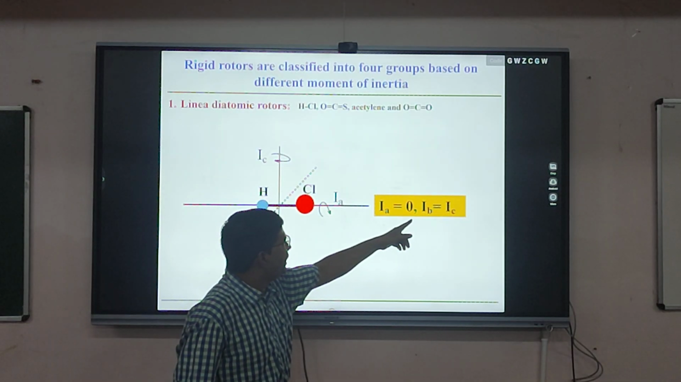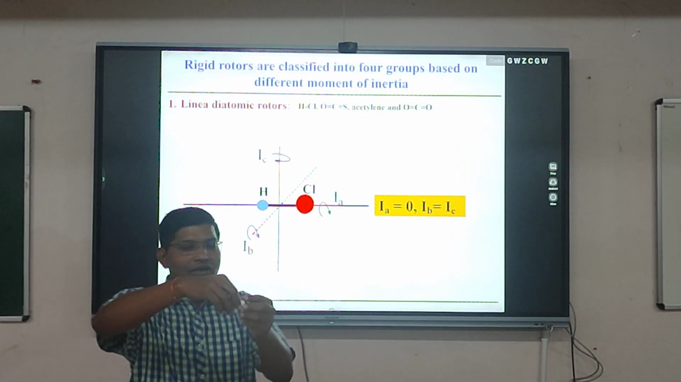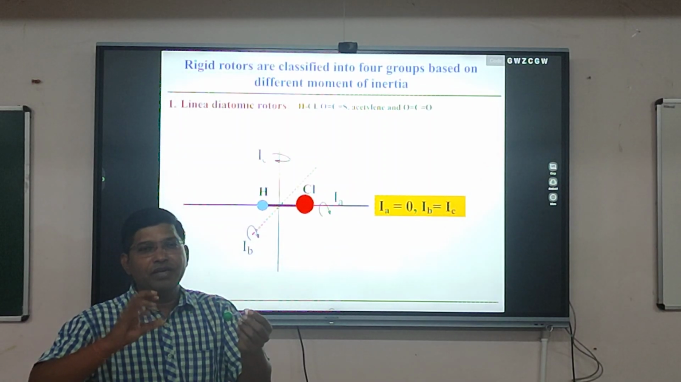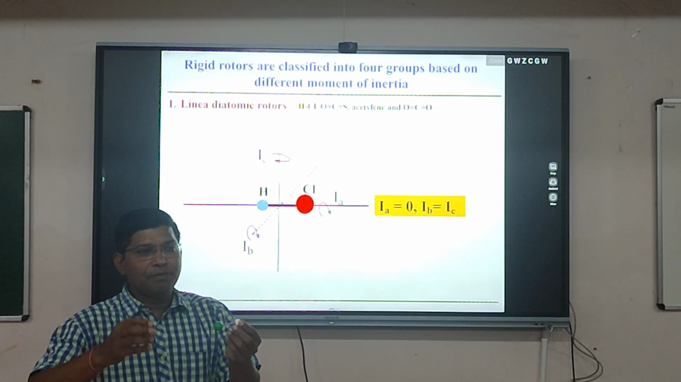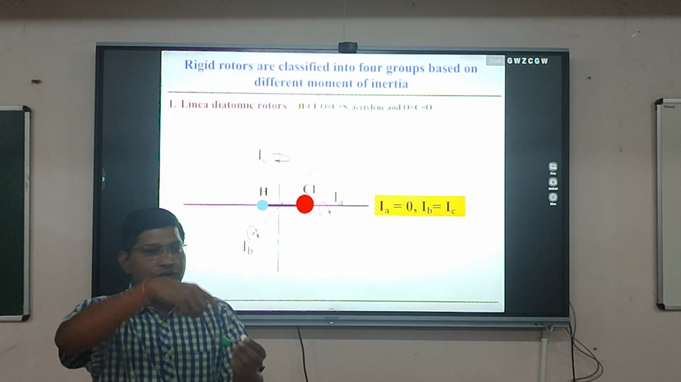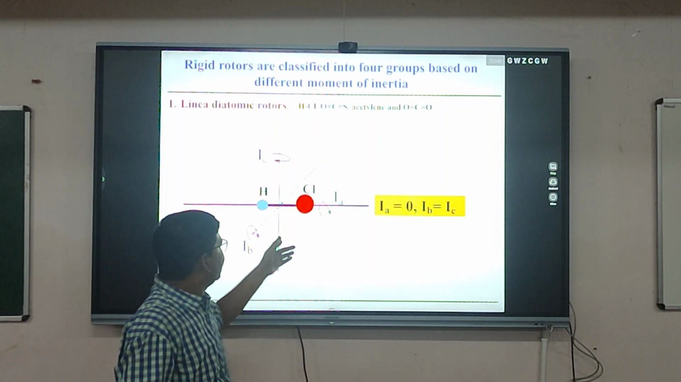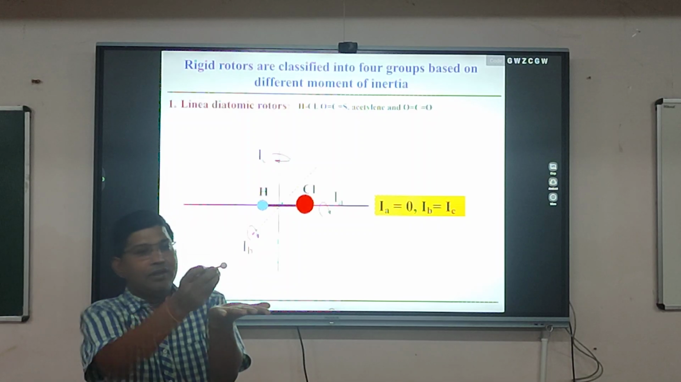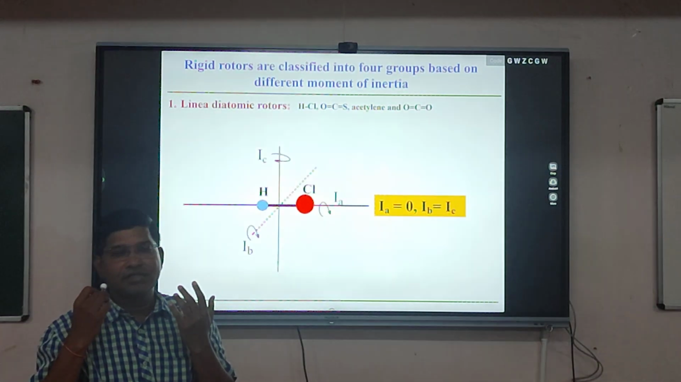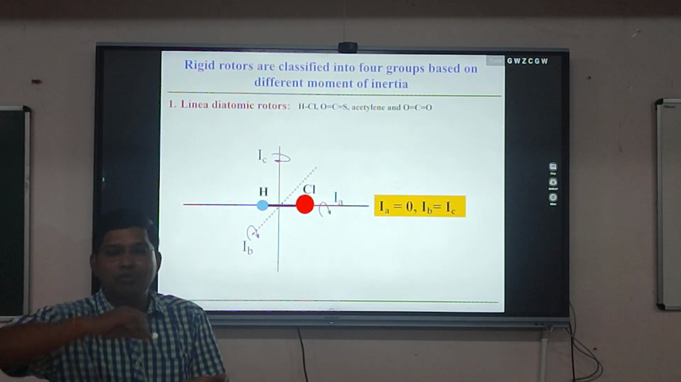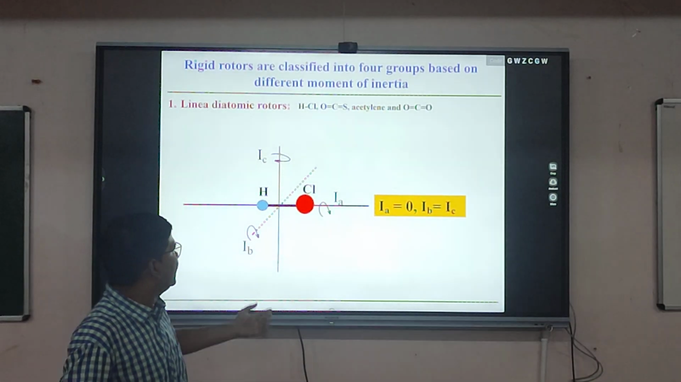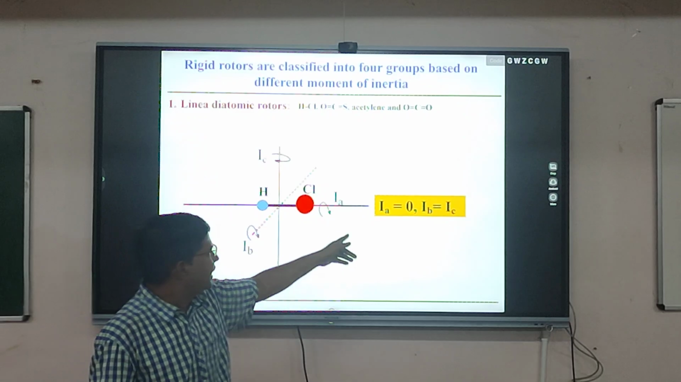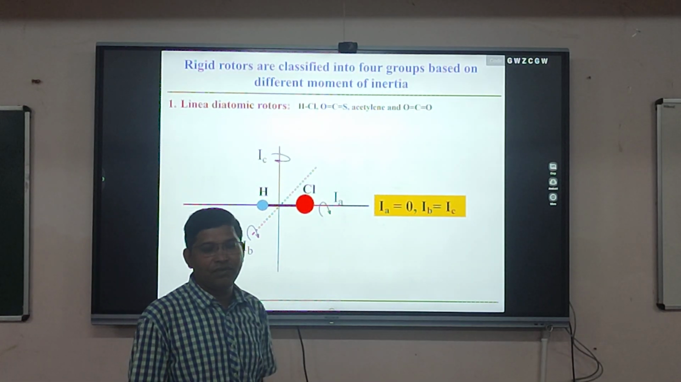What about Ib and Ic? When we rotate the molecule on the plane or perpendicular to the plane, we need a greater amount of force to rotate it. Along the bond axis and on the plane, we need the same amount of force, or moment of inertia. So that means Ib equals Ic, and Ia equals 0.